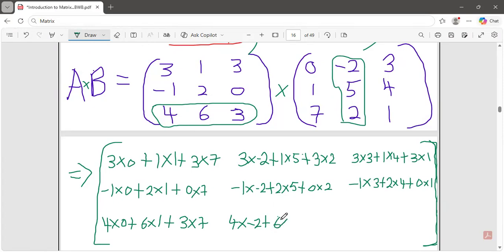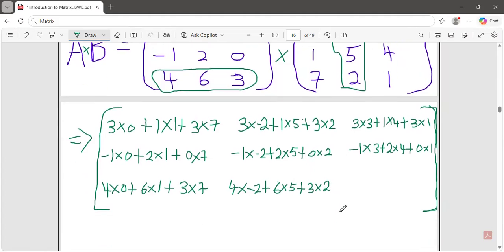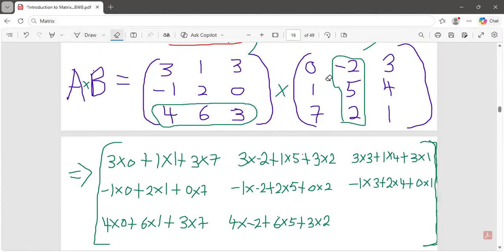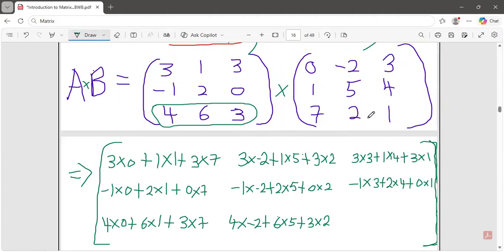6 times 5. Okay, very beautiful. And then plus 3 times 2. Okay, very good. So from here, what can we do next? It implies that we can just focus on the last column. And then from there, we can say that the rest can now be assumed as commas. Okay, good. So we are going to get what?